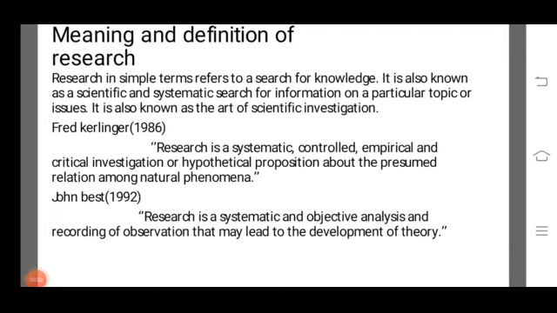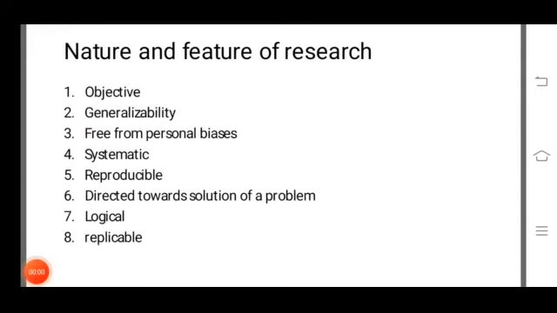According to Fred Kerlinger, in 1986, research is a systematic, controlled, empirical, and critical investigation of hypothetical propositions about the presumed relations among natural phenomena. Similarly, another scholar is John Best, in 1992. According to him, research is a systematic and objective analysis and recording of observations that may lead to the development of a theory. So, in conclusion, we can simply say that systematic investigation into and study of materials and sources in order to establish facts and reach new conclusions or theory is known as research.